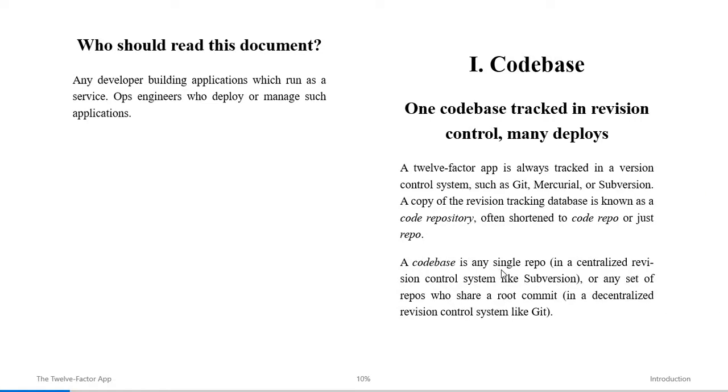The code base is a single repo in a centralized revision control system like Subversion, or any set of repos that share a code commit in a decentralized version control system like Git. There are many types of version control systems like Git and Mercurial, as I said earlier, and the popular one is Git. You may also hear of code collaboration sites like GitHub, GitLab, etc. Those are using the version control system called Git.